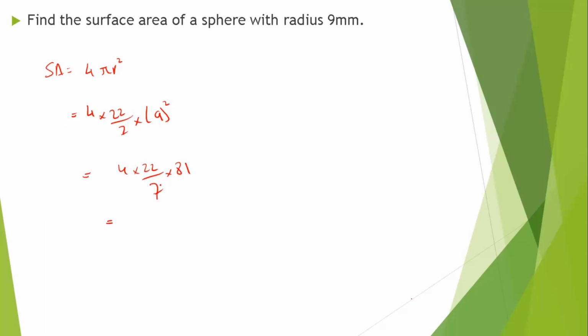4 multiplied by 22 will give me 88. 88 multiplied by 81 gives me 7,128. Divide this by 7 and you get your final answer as 1018.3 square millimeters. That is it.